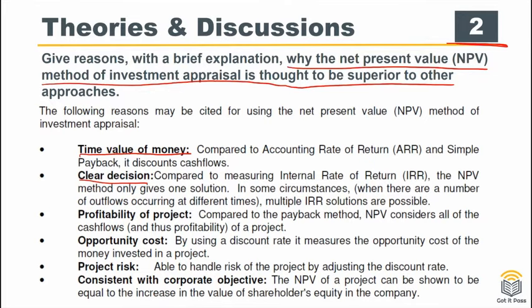Okay, because it's only one solution, whether the NPV is positive or negative. If it is positive, then the project can be accepted, and if it is negative, then it is rejected. The rule is very clear. But for internal rate of return, in some circumstances, for example, under non-conventional cash flow circumstances, multiple IRR solutions are possible. So you have to bear in mind why IRR is not as good as the NPV method.